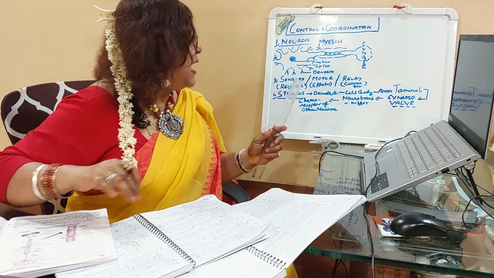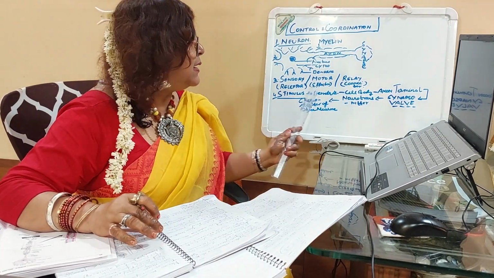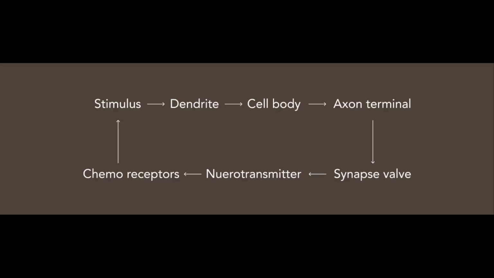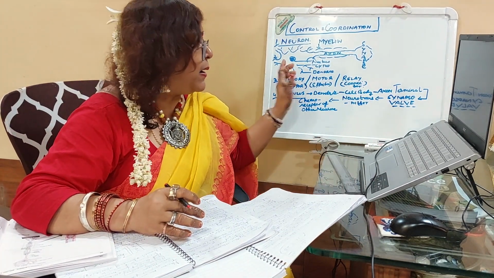So first, you will just remember this key point. Any stimulus, the dendrite is taking the stimulus, it is going to the cell body, from the cell body to the axon terminal, from the axon terminal to the synapse, which acts as a one-way valve. The neurotransmitter is released here. From here, the chemoreceptors on the other end of the neuron receive it, and then the whole cycle gets completed. This is one part.